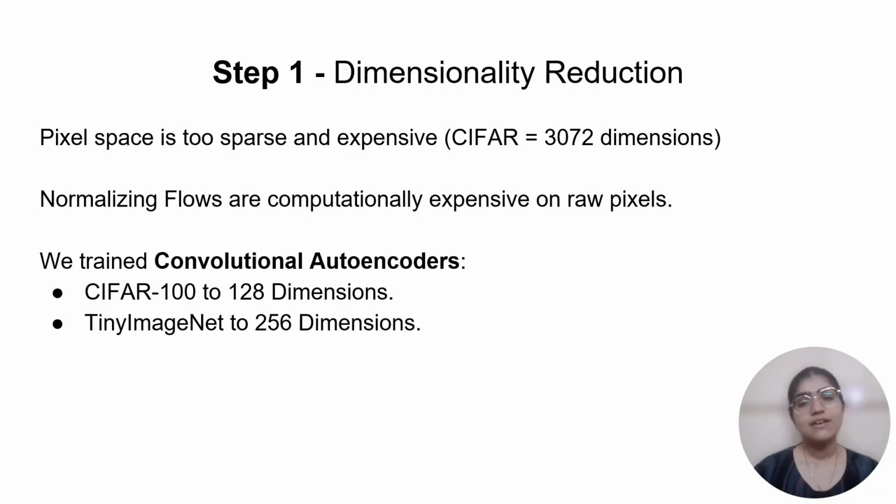To solve this, we implemented deep convolutional autoencoders. We didn't just use standard flat networks, we used ResNet style residual blocks to capture complex spatial hierarchies. We trained these networks to compress the data into a dense manifold. For CIFAR-100, we compressed 32 times so that the image has a latent vector dimension of 128, and for Tiny ImageNet, we compressed 64 times to get a 256 dimension latent vector.